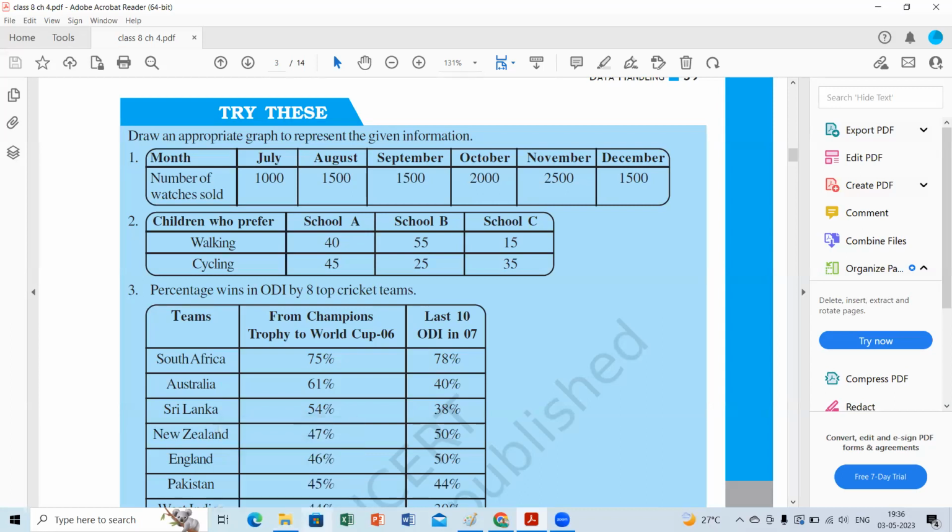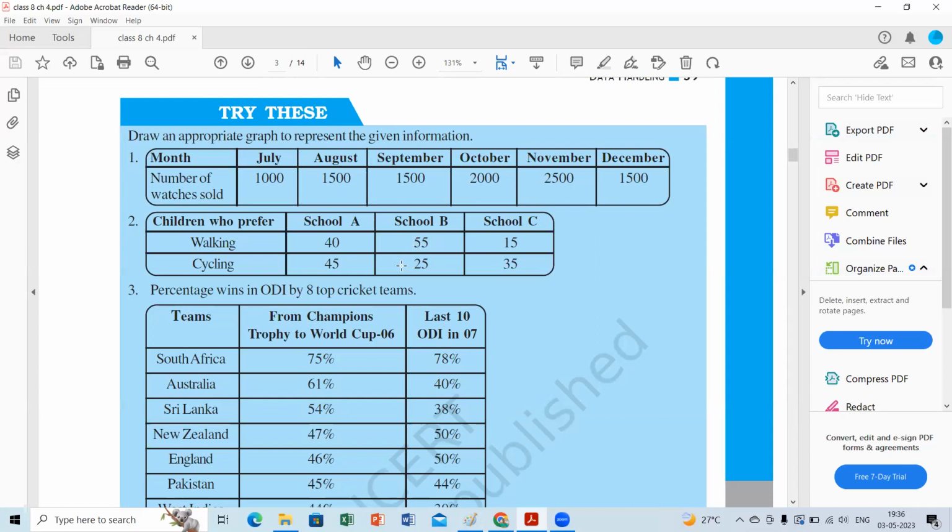Transport used by children of different schools. Modes of transport used by students of 3 schools. Very good. Mode of transport by schools A, B, C, right? Or else mode of transport preferred by the school ABC. Okay, very good. That's why multiple answers should come so that we can conclude with an appropriate one.